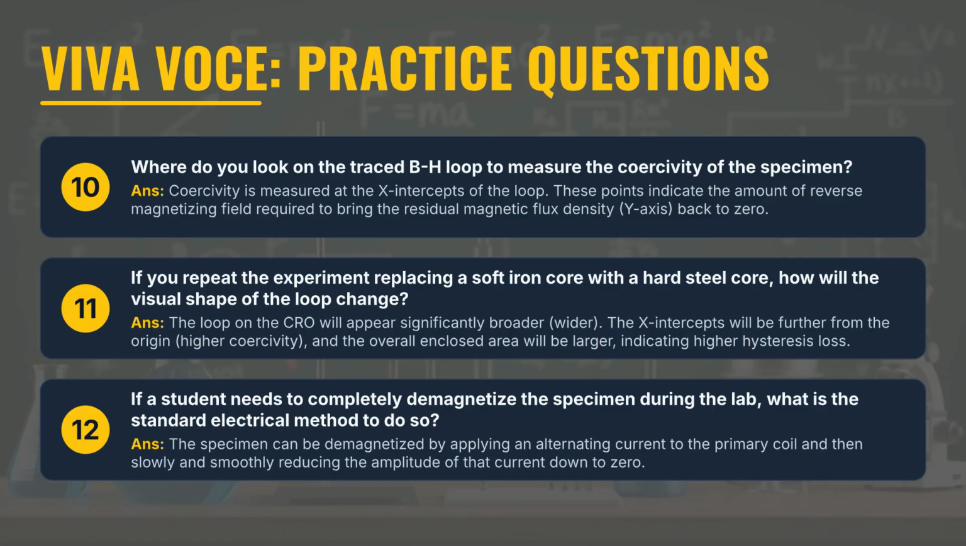Replacing a soft core with a hard core results in a broader, wider loop with higher hysteresis loss. To demagnetize a specimen, apply AC and slowly reduce its amplitude to 0.